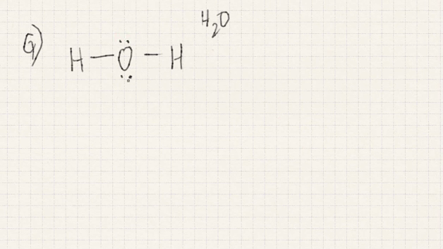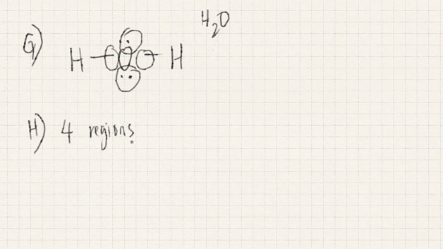So how many electron-rich regions are there for the central atom? So let's see, there's 1, 2, 3, 4 regions. So then what kind of geometry does this indicate? This indicates tetrahedral. 4 regions is tetrahedral. So what kind of hybridization do we have in the central atom? We have sp3.